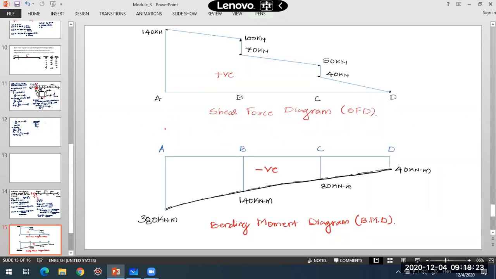So this plotting is also important. After we calculate them, we have to plot these values of bending moment like this, and even the shear force. If you have any difficulty in this, you can clear your doubts. You can ask your doubts.